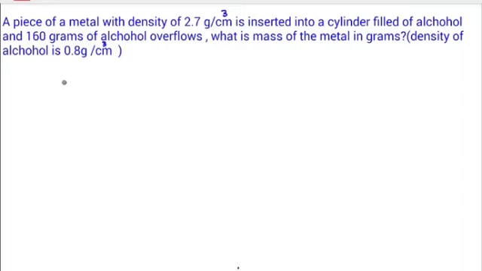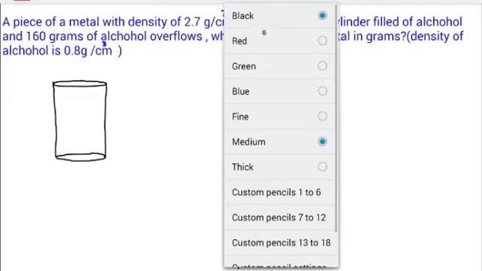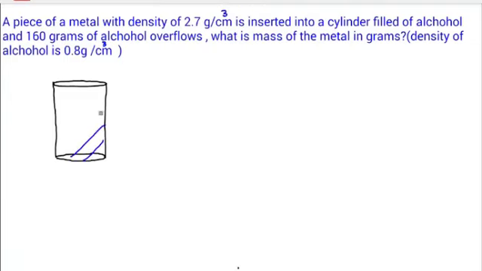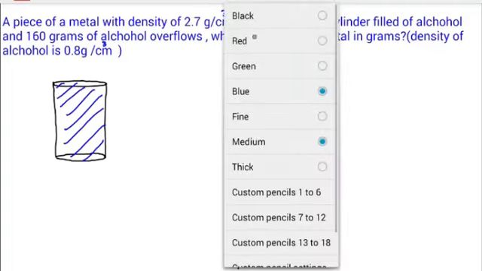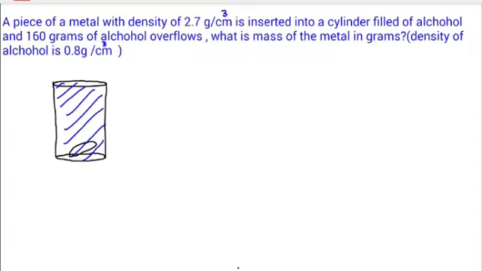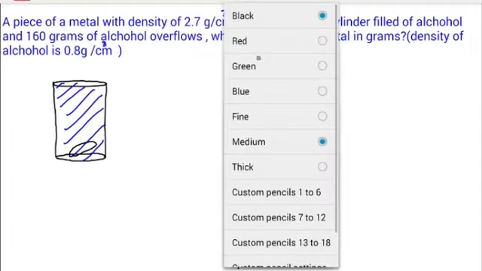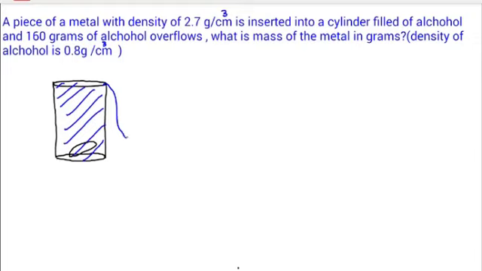Let us draw the cylinder at first. So consider that this cylinder is full of alcohol and there's nothing inside it. So now we insert a piece of metal inside it. As you see, the alcohol overflows and some amounts of alcohol pours out. Okay, this is alcohol.